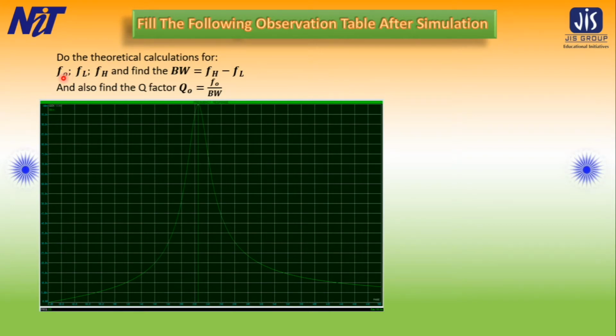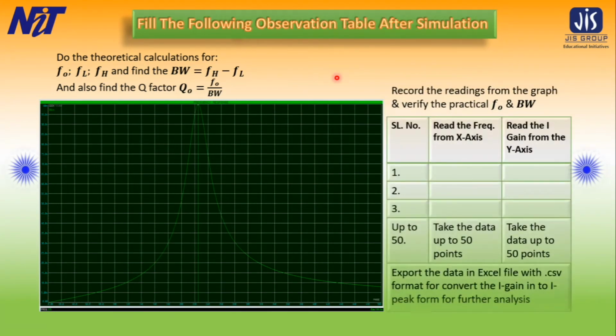Before that, find f naught, FL and FH accordingly, and find the bandwidth, and also find the Q factor by f naught by bandwidth. When you finish your simulation in the Proteus software, finally you will get this graph. How to get it I will show you later. And record the readings from the graph and verify the practical f naught and bandwidth.